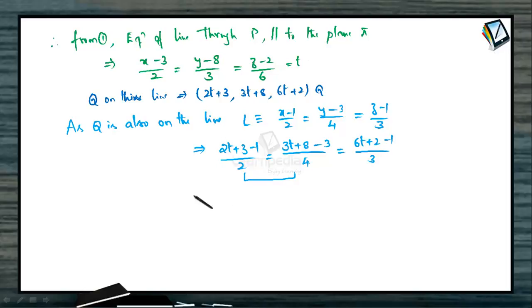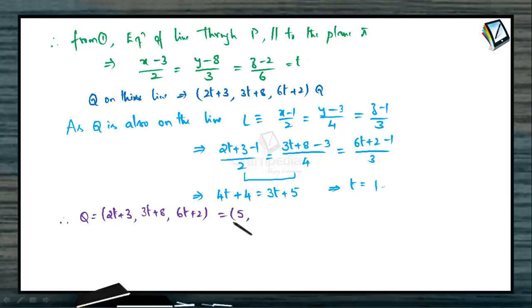Let's take any two of them. Then we get 4t + 4 = 3t + 5, which in turn gives the t value as 1. Now once we have the t value, can we identify the coordinates of Q? Therefore Q, which was taken to be (2t + 3, 3t + 8, 6t + 2), for this value of t becomes 2 into 1 plus 3, that is 5; 3 into 1 plus 8, that is 11; and 6 into 1 plus 2, that is 8. So we got the coordinates of Q.